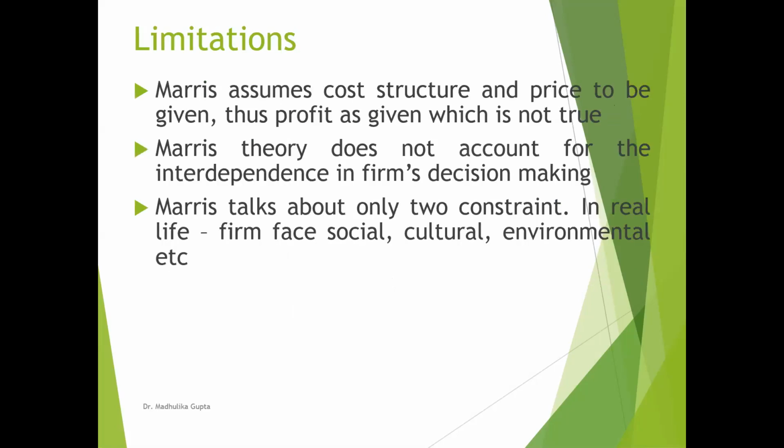Now again, like other models, this model also has limitations. MARRIS assumes cost structure and price to be given, thus profit as given, which is not true. MARRIS theory does not account for the interdependence in firms' decision making. Now look, during an industrial slowdown, the manager's aim will be to retain existing power in the market rather than a balanced rate of growth. During this slowdown, a firm may not be doing well, not because of managerial inefficiency, but because the overall atmosphere is not conducive to business. Lastly, MARRIS talks about only two constraints. In real life, a firm faces many other constraints like social, cultural, environmental, etc.